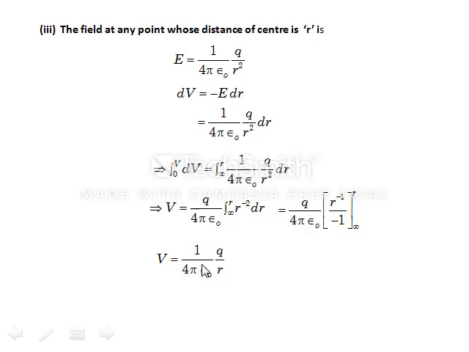This result is also quite similar to that of a point charge. It means for calculation of potential or field outside a shell, we can assume all its charge to be concentrated at the center. So the field will be simply 1 by 4 pi epsilon naught q by r square, and the potential will be 1 by 4 pi epsilon naught q by r, where r is the distance of that point from the center, a point which lies outside.